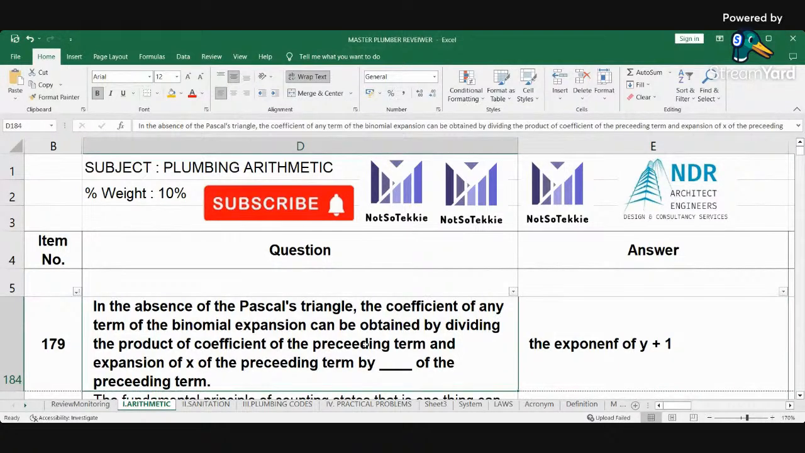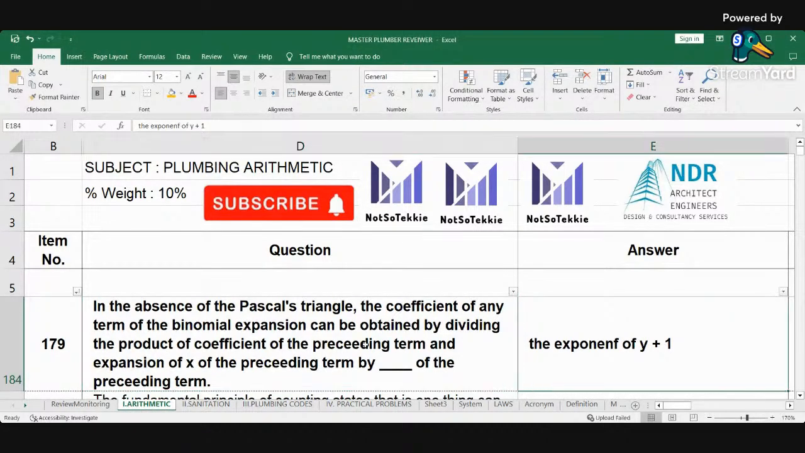In the absence of Pascal's triangle, a coefficient of any term of binomial expansion can be obtained by dividing the product of coefficient of the preceding term and the exponent of x of the preceding term by the exponent of y plus 1 of the preceding term. The answer is the exponent of y plus 1.